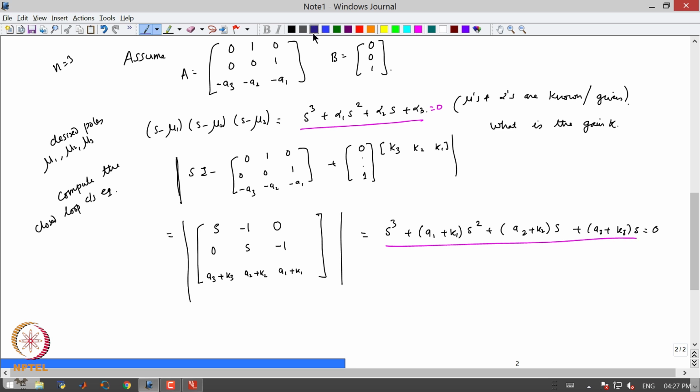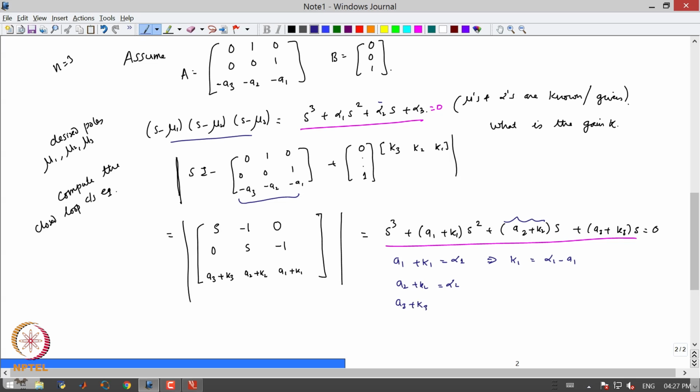Now, what do I have? From the first term, A1 plus k1 is alpha 1. I know what A1 is, that comes from my given system. I know what alpha 1 is, that comes from the desired roots. Therefore, I can compute k1 as alpha 1 minus A1. Similarly, I will have A2 plus k2 by equating the coefficient of S here with the coefficient of S, that is alpha 2.